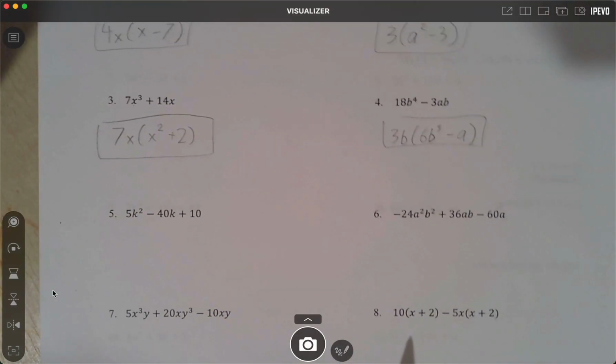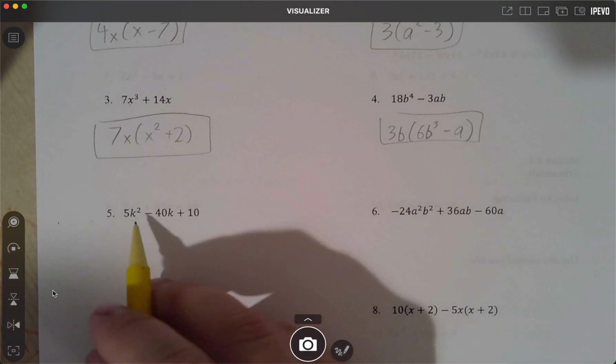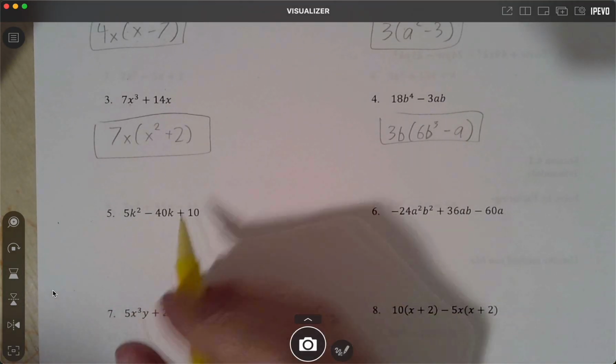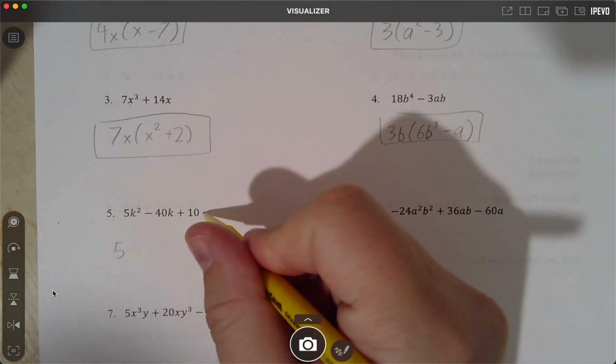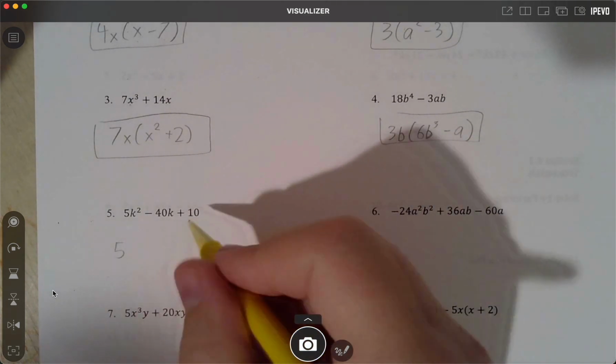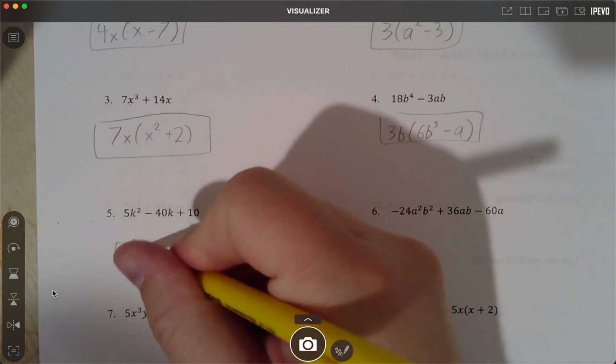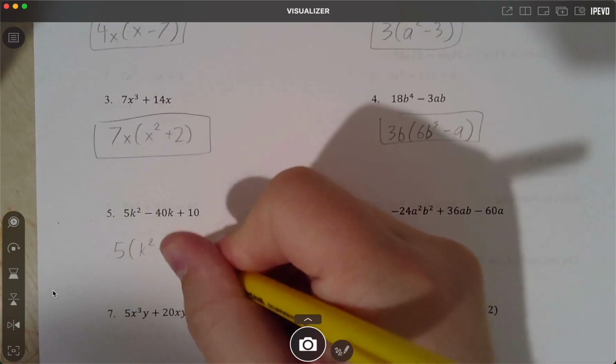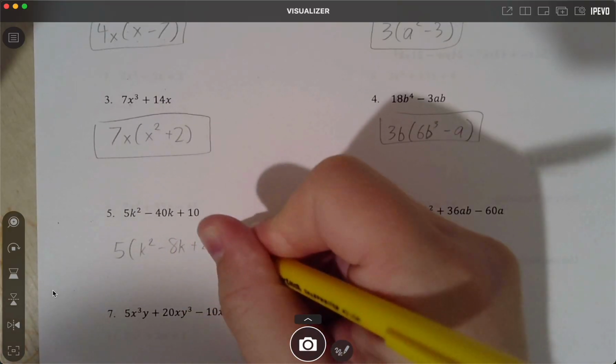Alright, up next, these at most share a 5. They don't share any k's because that 10 doesn't have a k, so now k's are out of the running. So we're left with k squared minus 8k plus 2.